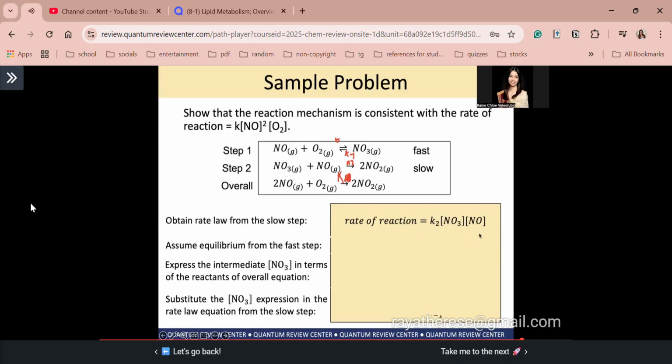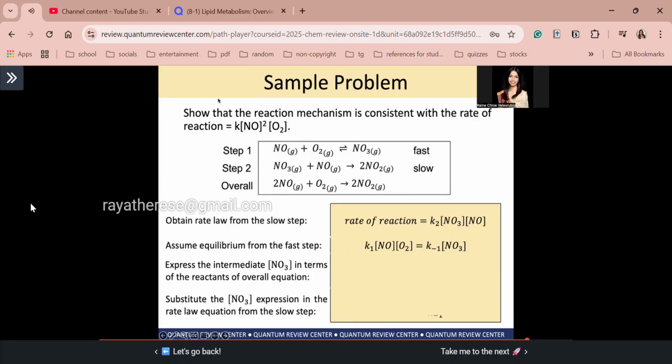Okay? Now, guys, ang problema natin sa ating rate law from the slow step is that we have an intermediate. Again, hindi yan pwede, guys, because the intermediate is formed and then consumed in the reaction mechanism. So, kailangan natin tanggalin ang NO3 na ito. Okay? So, how do we do that? After determining the rate law from the slow step, we assume equilibrium from the fast step. Bakit equilibrium? Because, guys, this is a fast step, meaning the using up of the NO and O2 is just equal to the formation of NO3, diba? Because it is a fast step, they are in equilibrium. So, k1[NO][O2] is equal to k negative 1[NO3].